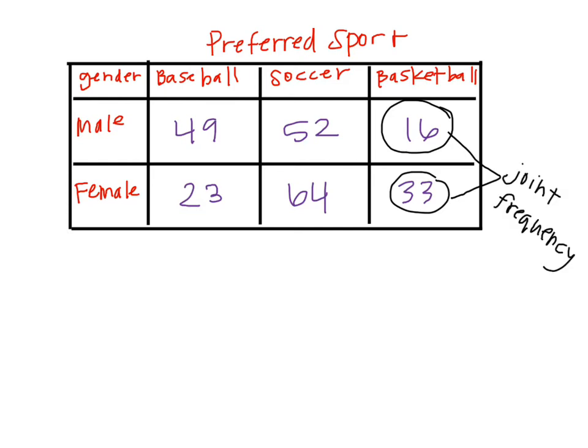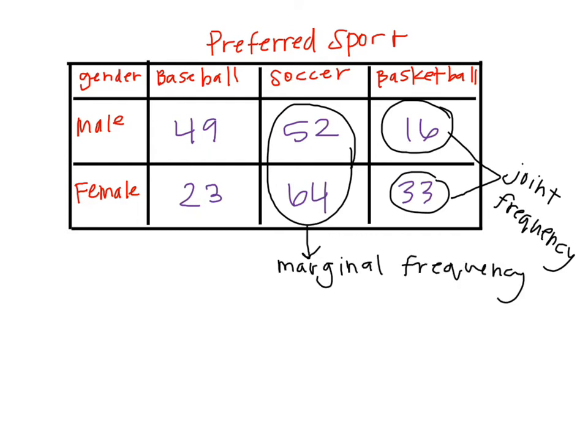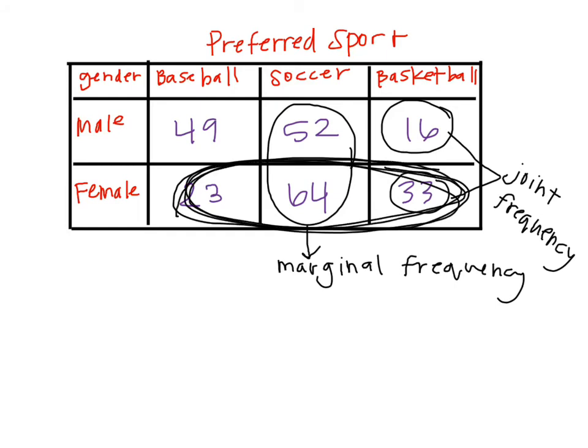Next, we have the marginal frequency. Marginal frequency is going to be the total of a column or a row. So if I want to know how many people like soccer, I would add 52 plus 64. And that would tell me the marginal frequency. If I wanted to know how many females were polled, I could add 23, 64, and 33. That would also be a marginal frequency because we're looking at the row, when here we were looking at the column.